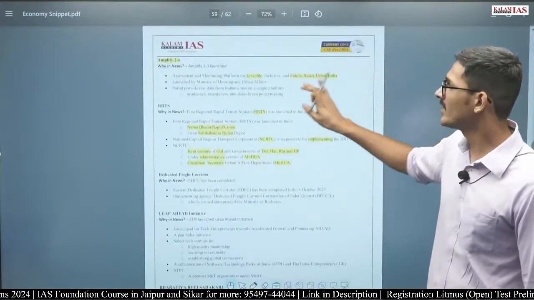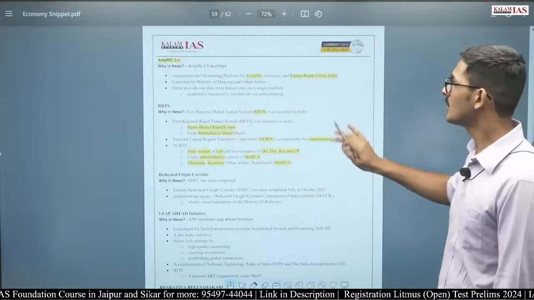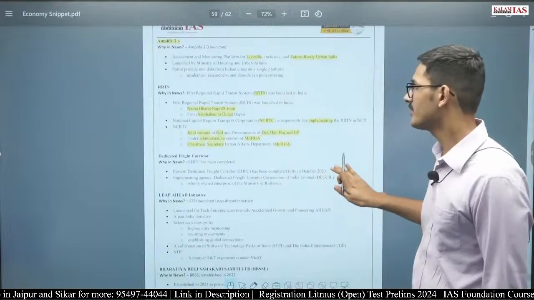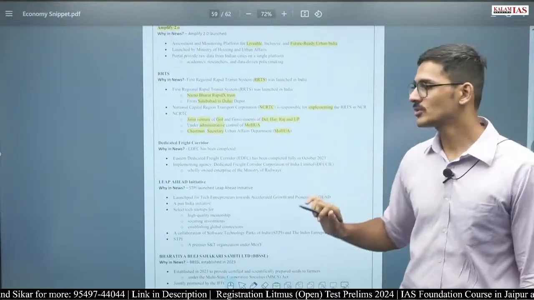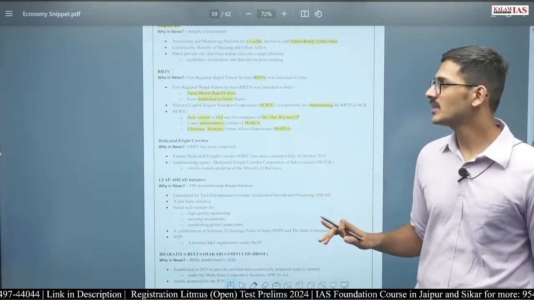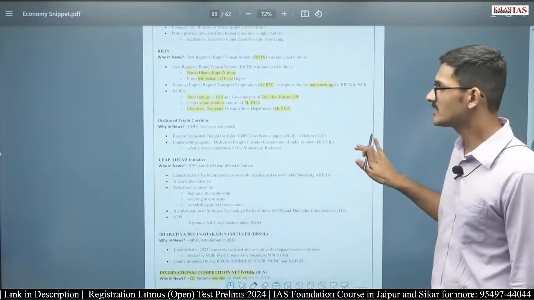Amplify 2.0, assessment and monitoring platform for livable, inclusive and future ready urban India. It is launched by Ministry of Housing and Urban Affairs. First RRTS was launched in India. The train name was Namo Bharat Rapidex train. It was started from Sahibabad to Duhai Depot, that is in NCR region.